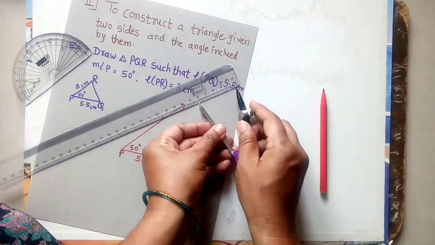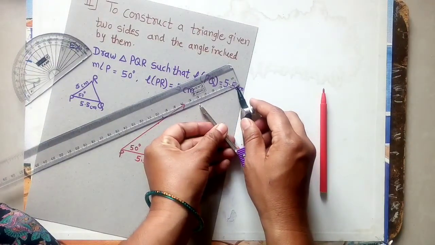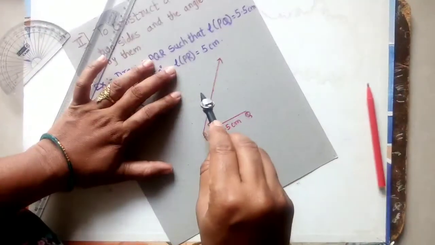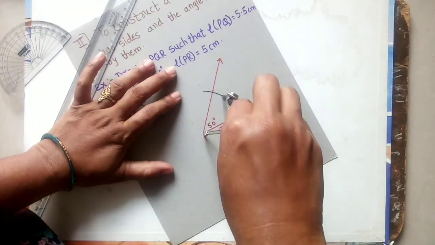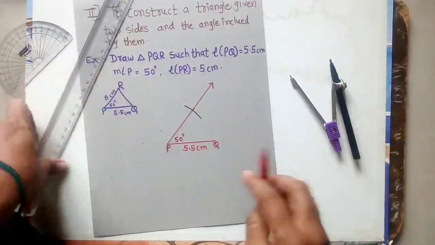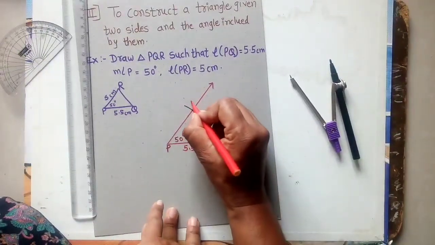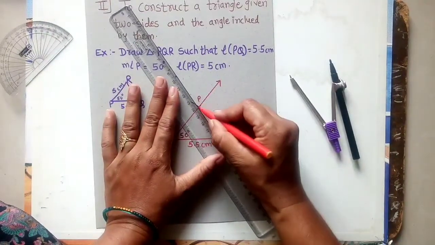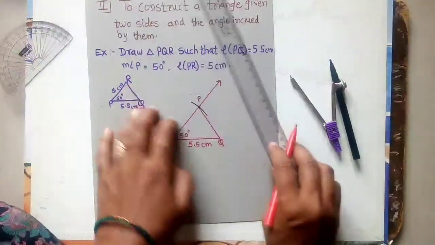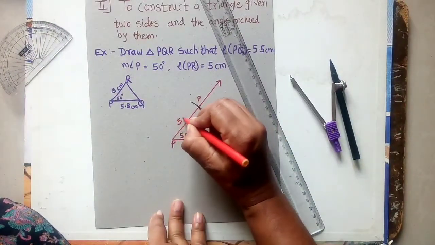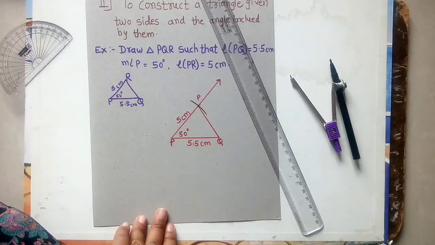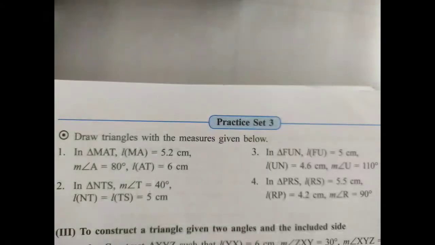Take a distance of 5 cm in the compass. Place the iron tip of the compass on the point P and draw an arc to cut the ray. Name the point R. Join points QR. Triangle PQR is the required triangle. Solve practice set 3, question 4.